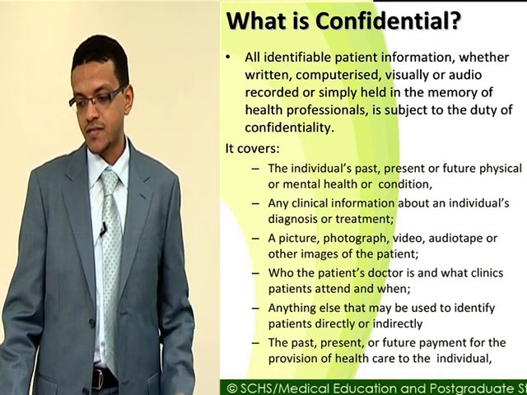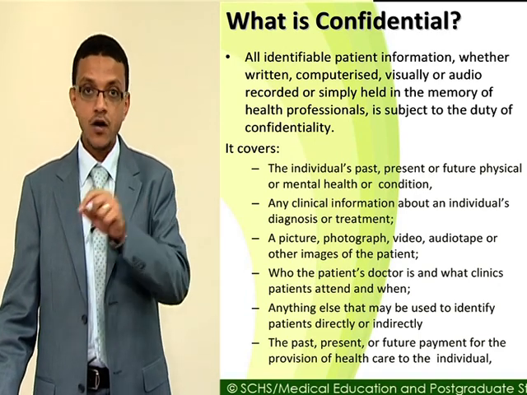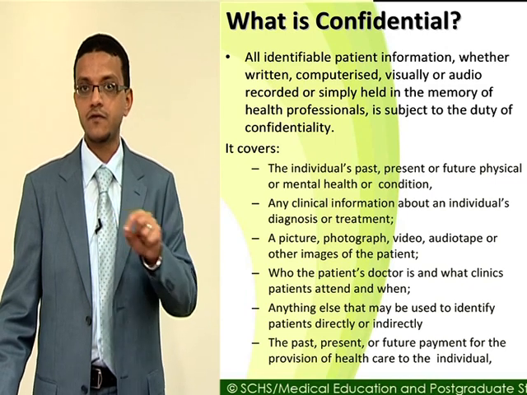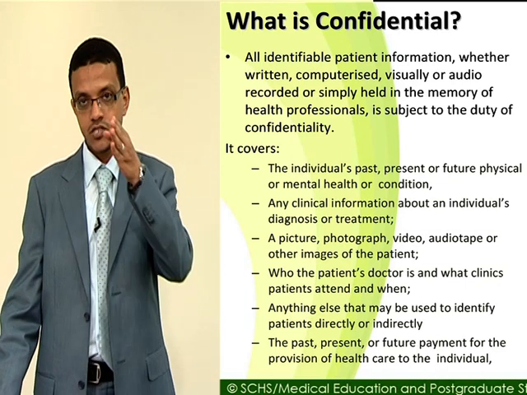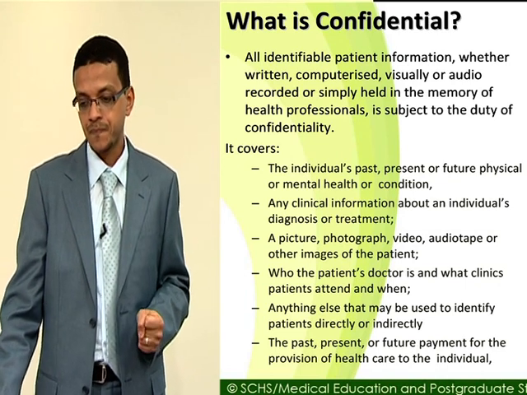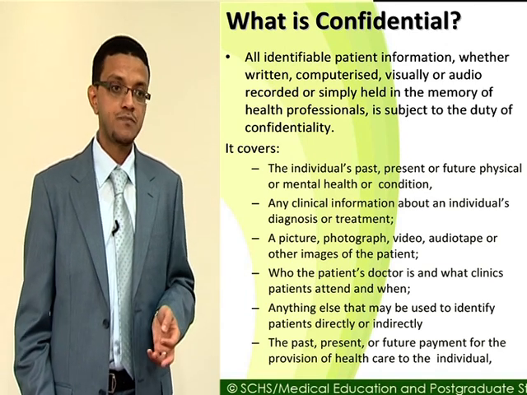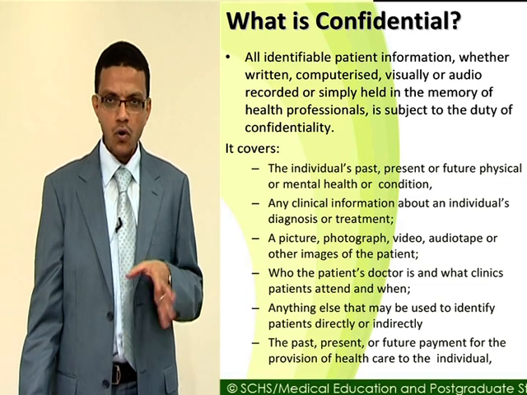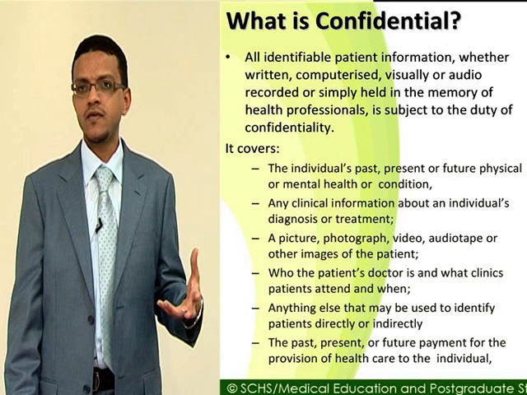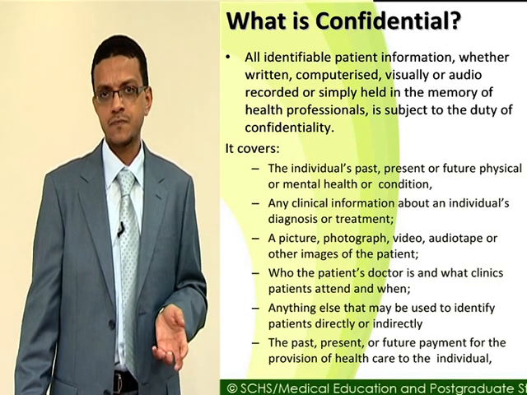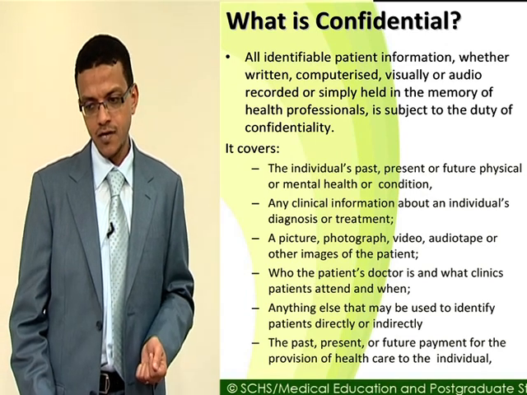Anything else that may be used to identify patients directly or indirectly, for instance, the home address, the mobile number, the phone number, all of these should be kept confidential, because they tell you who the person is. The past, present, and future payment for the provision of healthcare to the individual should again be kept confidential, although sometimes it's not. If a relative wants to pay the bill of the hospital, then most probably he will come and ask if someone has paid the bill or not.